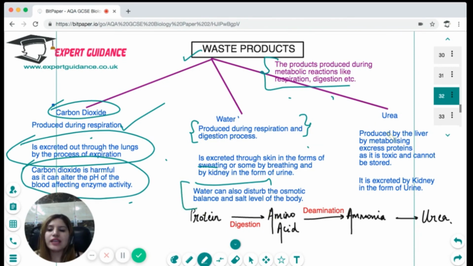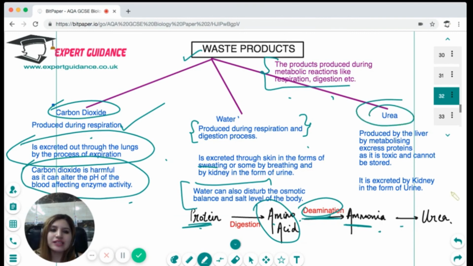Now when there are excess carbohydrates and excess fats due to digestion, they can be easily stored in the body. But protein is very harmful. Excess protein cannot be stored in the body. So the protein is digested into amino acids and the liver deaminates. That is, by the process of deamination, it converts amino acids into ammonia, and ammonia is converted into urea. So urea is another waste product produced in the body by the metabolism of protein, and this urea is excreted by the kidneys in the form of urine.